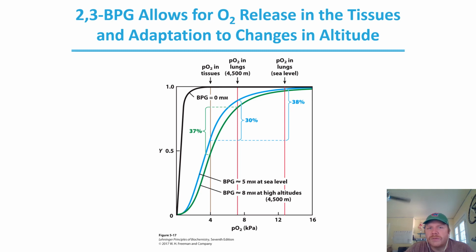Now, 2,3-bisphosphoglycerate allows for O2 release in the tissues and adaptations to changes in altitude. So don't think about 2,3-bisphosphoglycerate as something that's just, oh, it's bad, it's the worst. It will allow for a release of oxygen when it's needed.